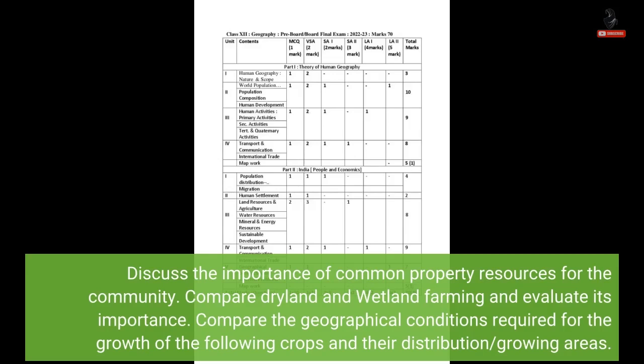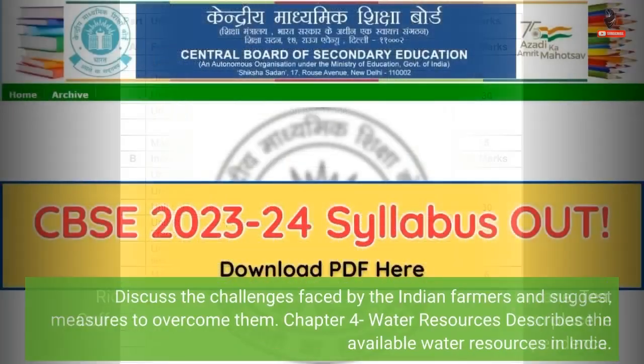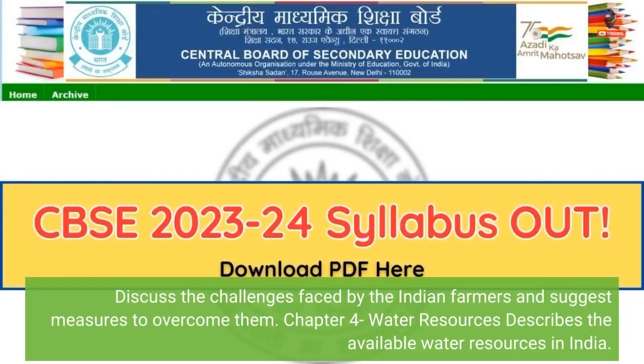Compare the geographical conditions required for the growth of the following crops and their distribution, growing areas: rice, wheat, jowar, pulses, oilseeds, cotton, jute, sugarcane, tea, coffee. Evaluate technological developments that have taken place in Indian agriculture since independence. Discuss the challenges faced by the Indian farmers and suggest measures to overcome them.